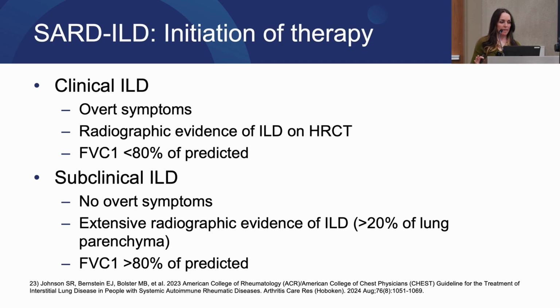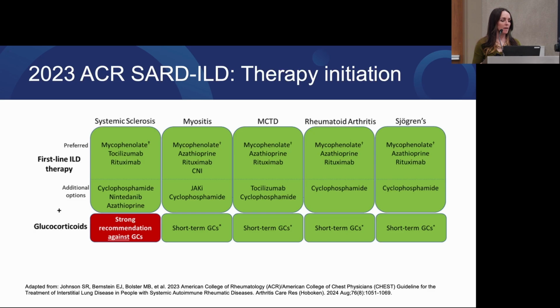Are you guys familiar with this ACR? I see a lot of heads shaking. Okay, I won't spend a whole lot of time here, but it's talking about first-line therapy based on systemic sclerosis, myositis, mixed connective tissue disease, rheumatoid, and Sjögren's, and what first-line therapies are recommended and when glucocorticosteroids are recommended in these patients.